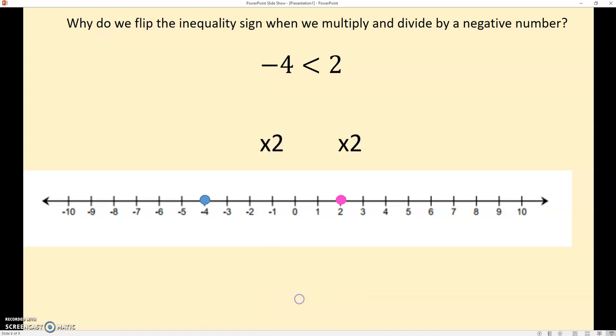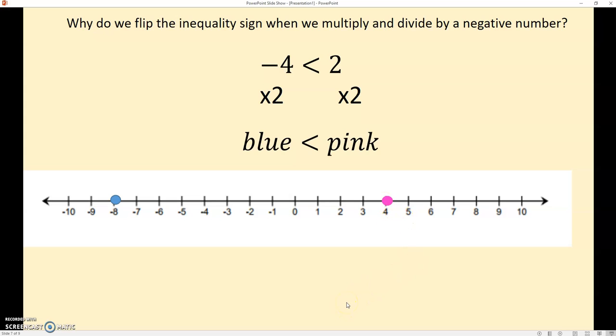And now let's go ahead and multiply both sides by positive 2. Well, when I multiply both sides by positive 2, my numbers each grow in the opposite direction. So my negative gets more negative and my positive gets more positive. But my blue is still less than my pink because it's still farther away from the pink.